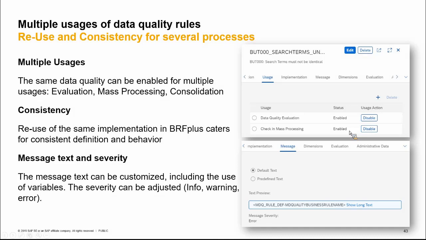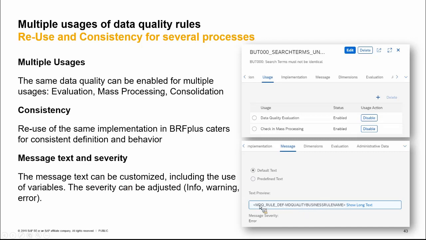This does not only save time, but of course ensures consistency, that the definition and the behavior of the data quality rules is consistent in the various usages. And by the way, you can also configure, when that rule is used in these check environments, in mass processing and consolidation, what is the message that should be brought up? There's a default text provided, so if you don't want to bother with that, we of course provided a default error message, but you can adjust it.